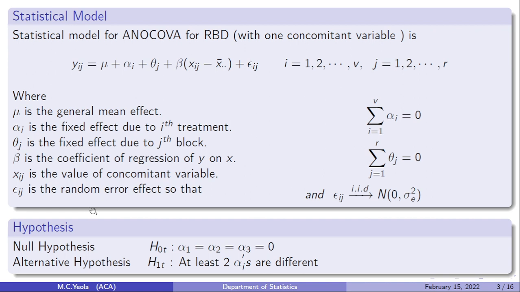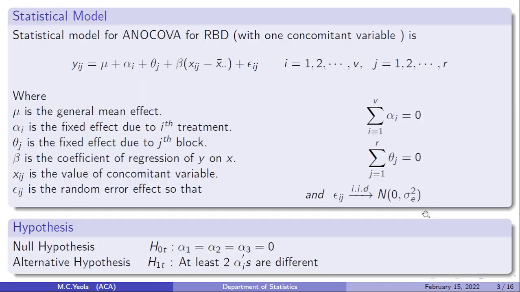Epsilon ij is the random error effect, and we have these two conditions for estimating the parameters: summation i from 1 to v alpha i equal to 0, and summation j from 1 to r theta j equal to 0. By using these conditions we estimate the parameters, and we assume the error component epsilon ij is independent identically distributed normal 0, sigma e square.